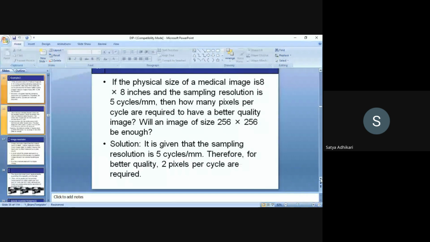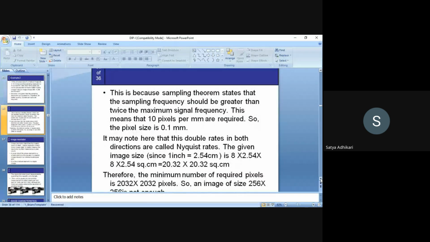We will see whether 256 is enough. This is because the sampling theorem states that the sampling frequency should be greater than twice the maximum signal frequency. This means that 5 cycles need 10 pixels. 10 pixels per mm are required, so the pixel size is 0.1 mm. It will be noted that this double rate in both directions is called the Nyquist rate. Given that the image size is 8 into 2.54, 20 into 2.54 mm squared, the minimum number of pixels required is 2032 into 2032.